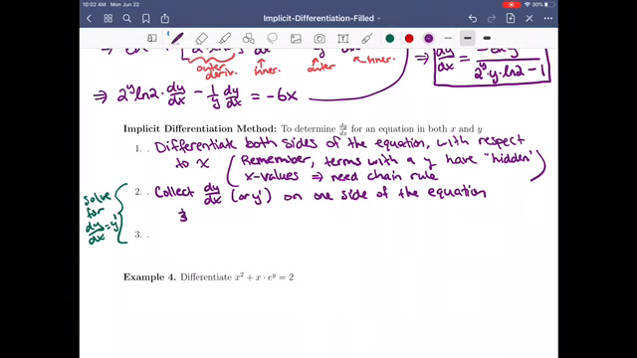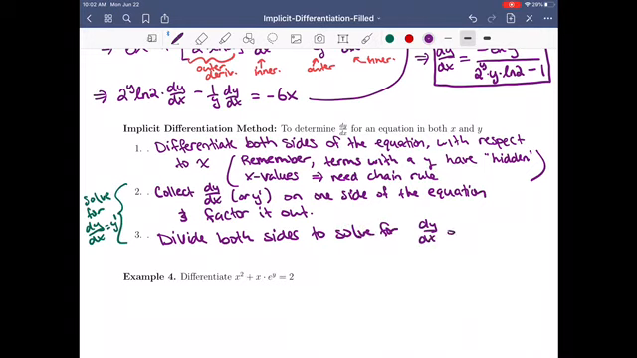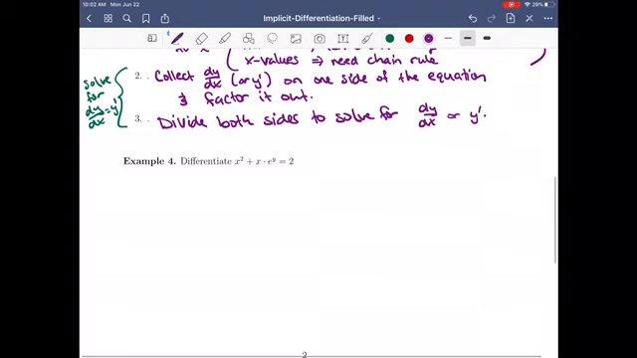and factor it out. And then we're going to divide by the thing that we have left over on both sides. Okay, so that's the idea. Let's just do a couple more examples here.